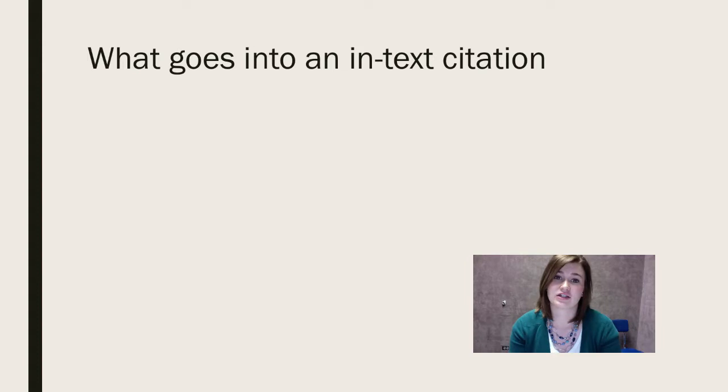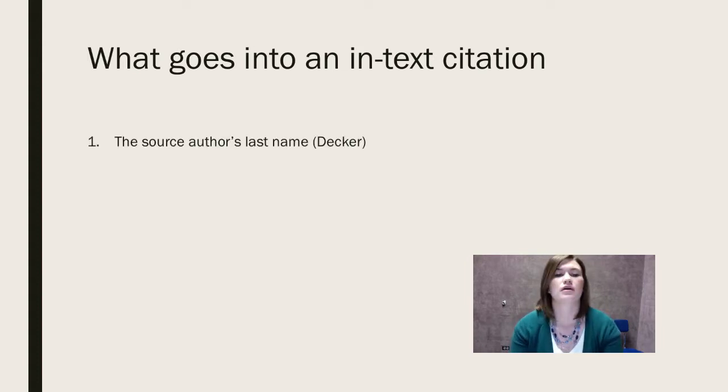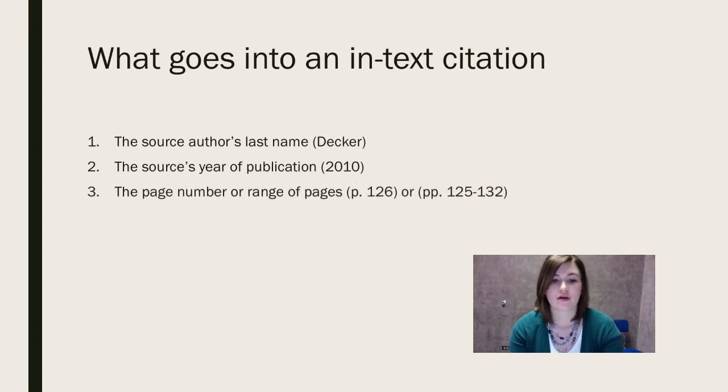Ideally, an in-text citation will have three elements. The source author's last name, for example, Decker. Source's year of publication, perhaps it was published in 2010. The page number or range of pages. Notice that we use P for one page or double P for a range of pages. If you don't have a page number, you can use the paragraph number.